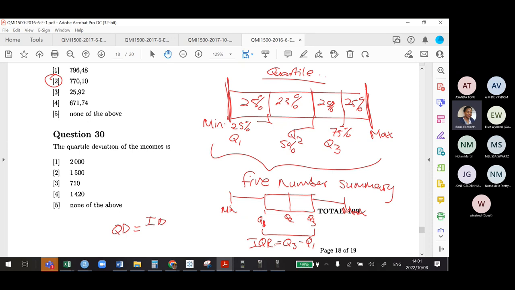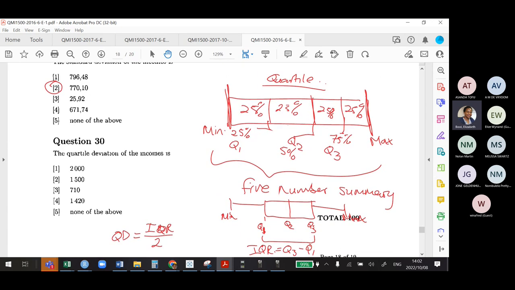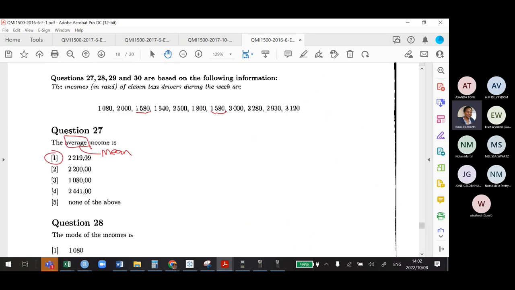When I take my interquartile range and divide that by two, I get the quartile deviation, which gives me my QD, the value that we want to calculate. So how do we find quartile one and quartile three based on the data that we have? Let's go back to our data, which is this data here.